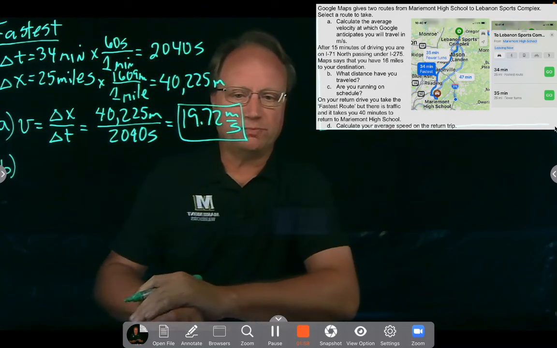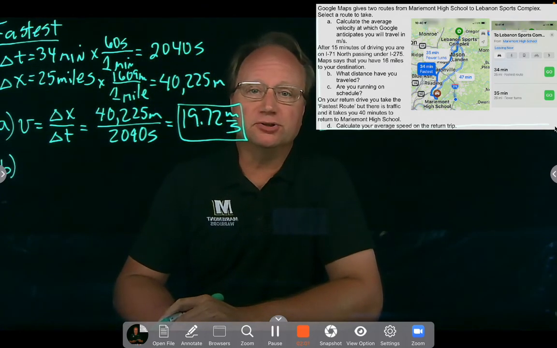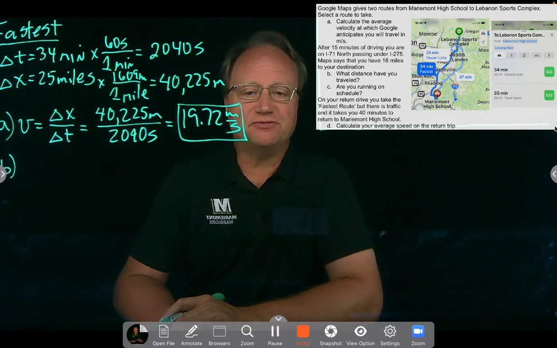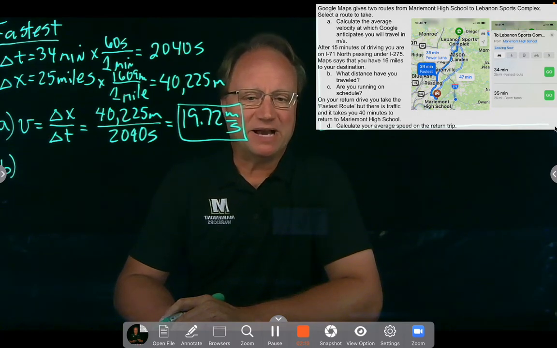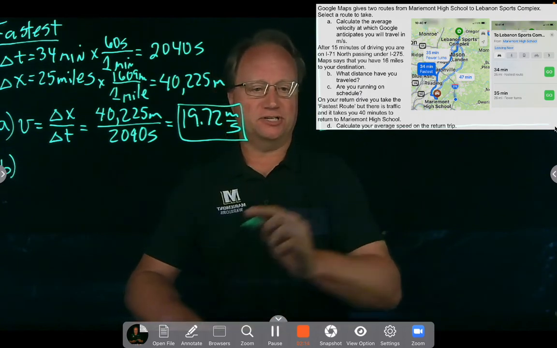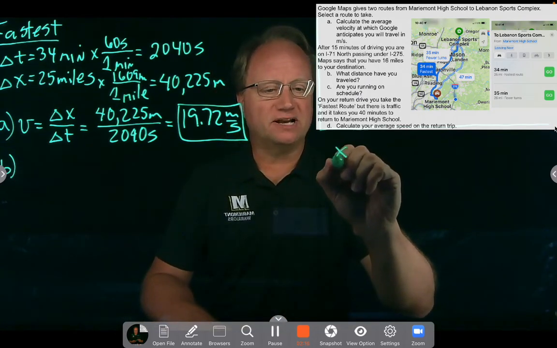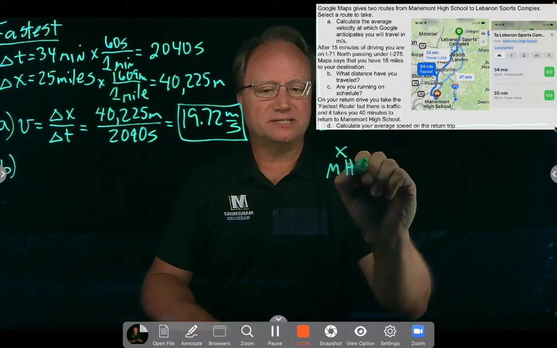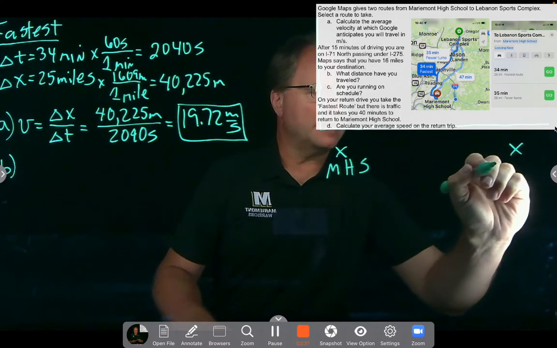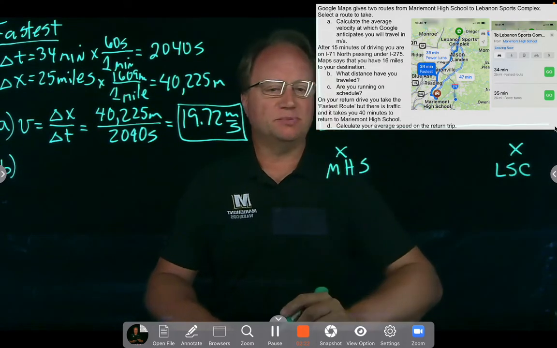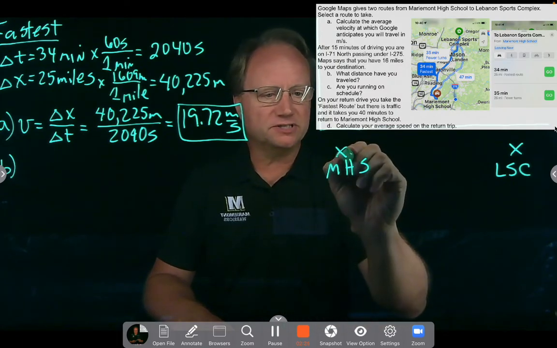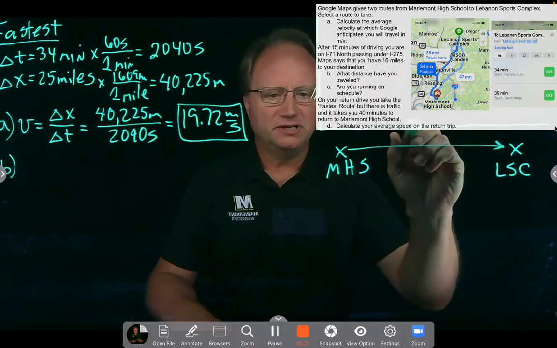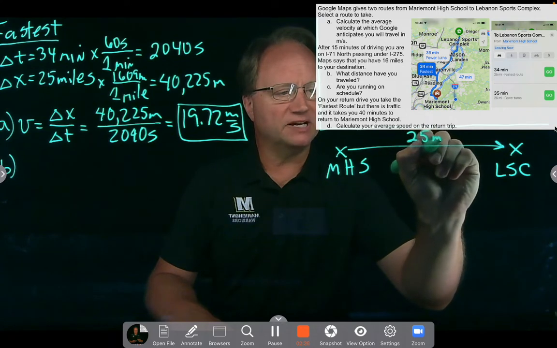Now, heading into part B, we've got a little bit of additional information that's given. After 15 minutes of driving, you are on I-71 North passing I-275. Map says that you have 16 miles left to your destination. So if we kind of chart out, we started at MHS and we're ending at Lebanon Sports Complex. We know this total trip is 25 miles.